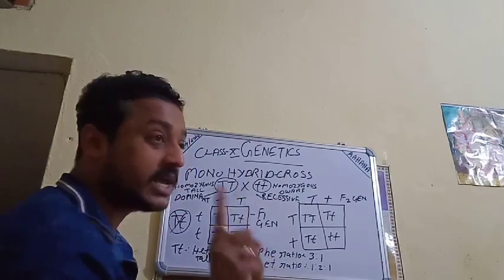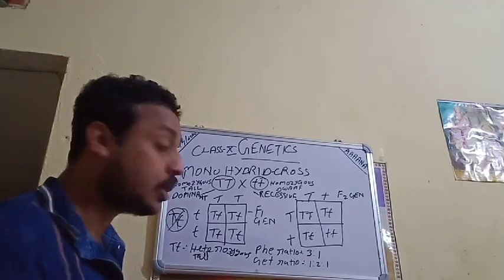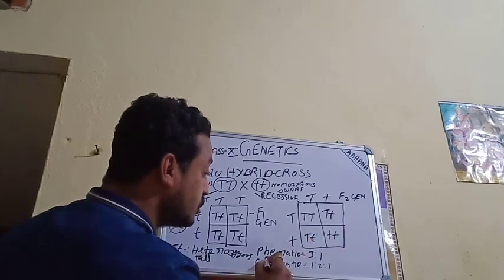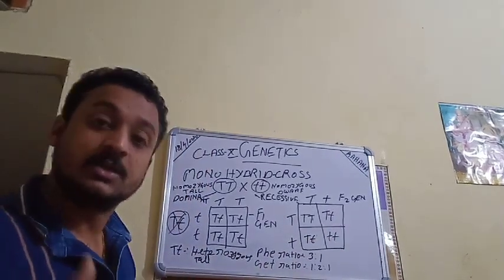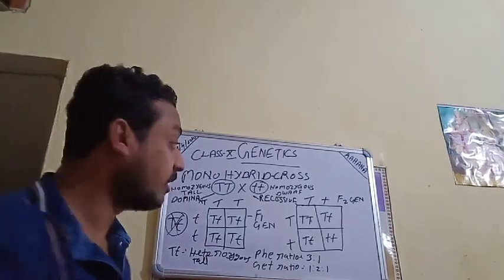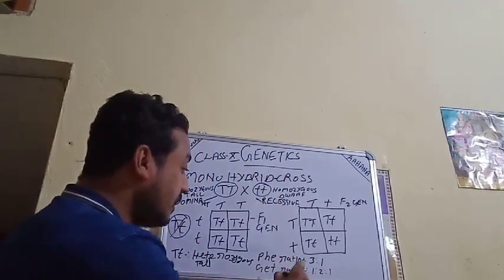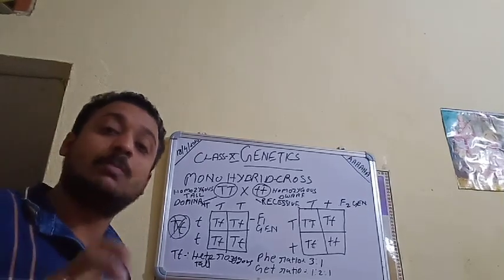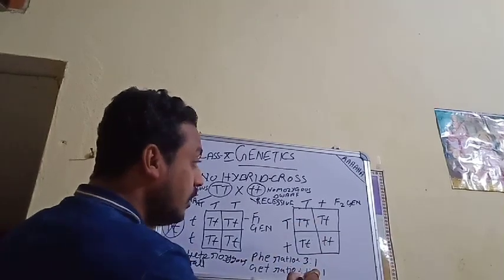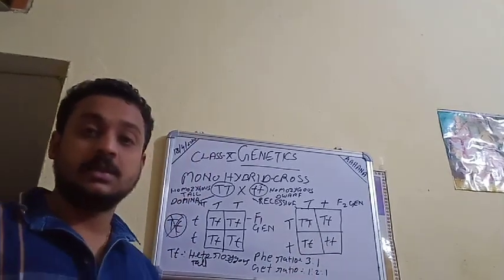So capital T, homozygous tall; capital T small t, heterozygous tall; capital T small t, heterozygous tall; small t, homozygous dwarf. Physically, if we see, we can see 3 tall. Phenotypic means physically, whatever we are seeing from outside, so we can find 3 tall and 1 dwarf, 3 is to 1. Genotypic ratio means how the genotype is, whether it is homozygous or heterozygous, that we also have to see. So how many capital T? 1. How many capital T small t? 2. How many small t? 1. I guess it is understood.